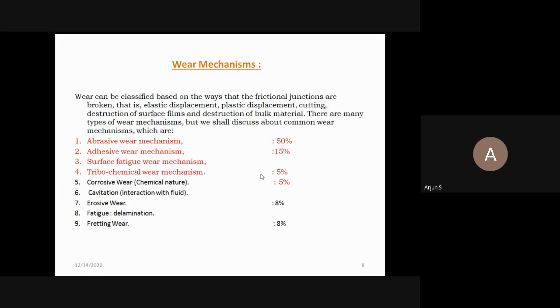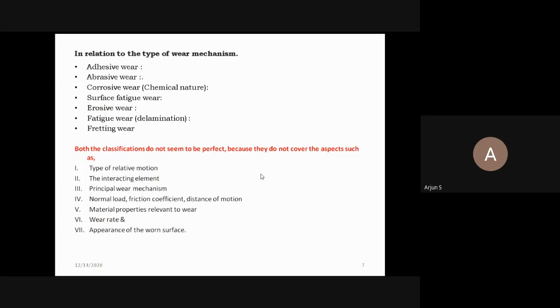So this is the brief introduction, and in the next session we will be discussing the types of wear mechanisms.